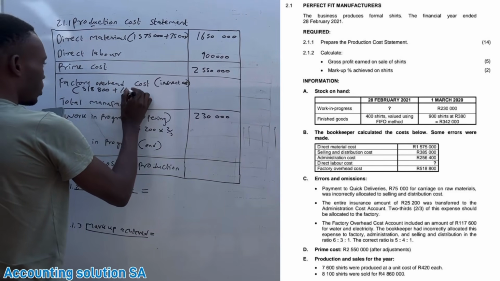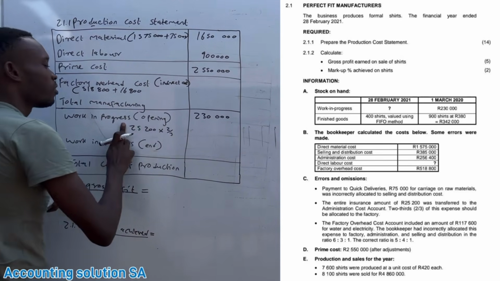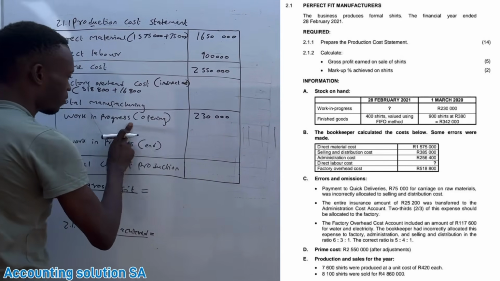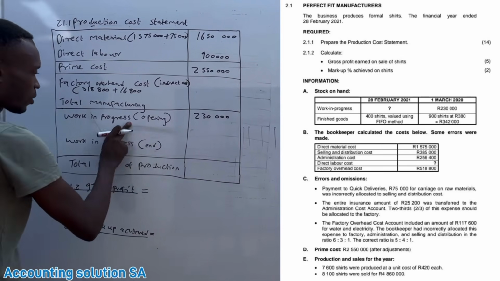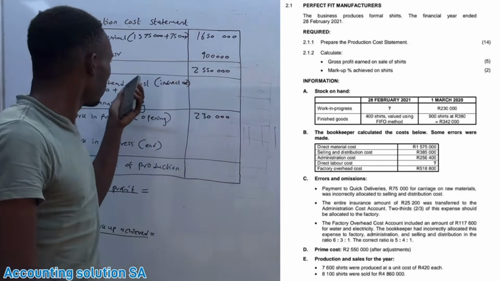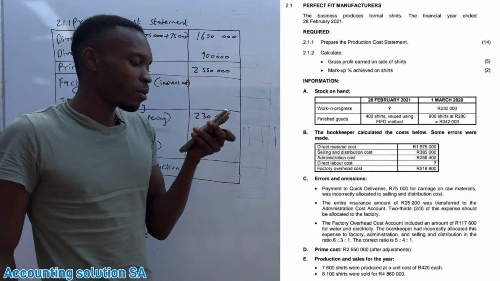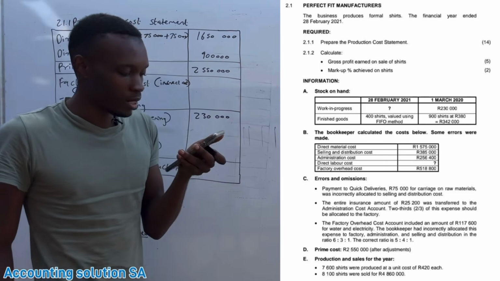We have to edit the 16,800. This is how you calculate it. Very simple. Let's wrap so that we can have a space for other allocation. Okay, we are not done with factory overheads. Bullet number 3. Factory overheads cost include amount of 117,600 for water and electricity.